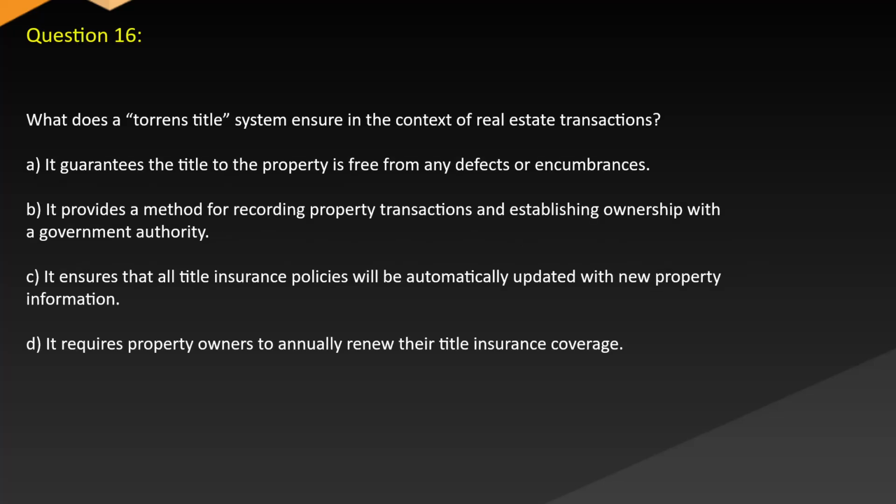Question 16. What does a Torrens title system ensure in the context of real estate transactions? A. It guarantees the title to the property is free from any defects or encumbrances. B. It provides a method for recording property transactions and establishing ownership with a government authority. C. It ensures that all title insurance policies will be automatically updated with new property information. D. It requires property owners to annually renew their title insurance coverage.